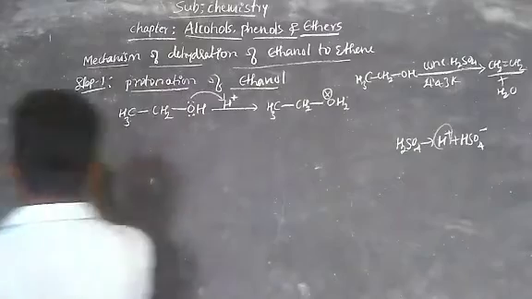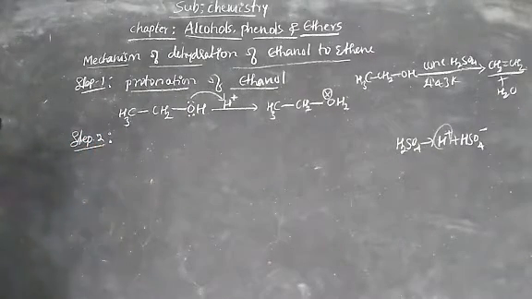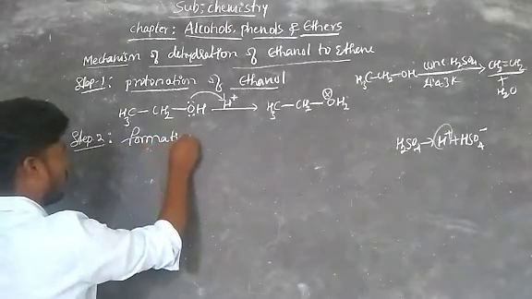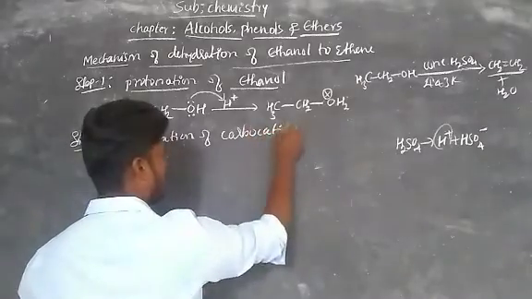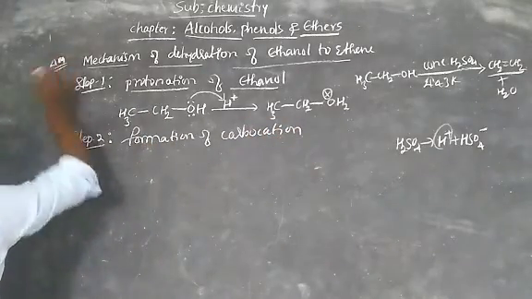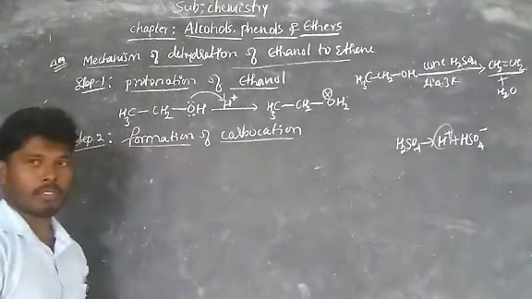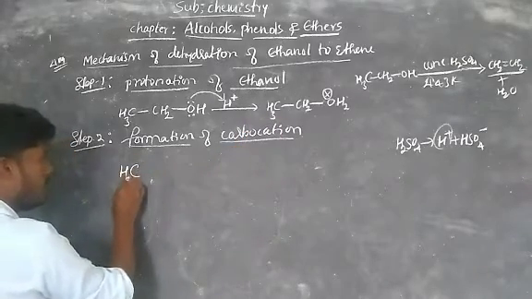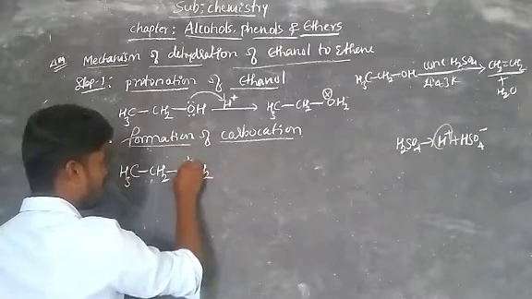The second step, step 2, that is formation of carbocation. Formation of carbocation. The mechanism is important for 4 marks, definitely. So here the carbocation is formed. That is dehydration takes place. Now take this one, CH3 bond CH2 bond OH2 plus.